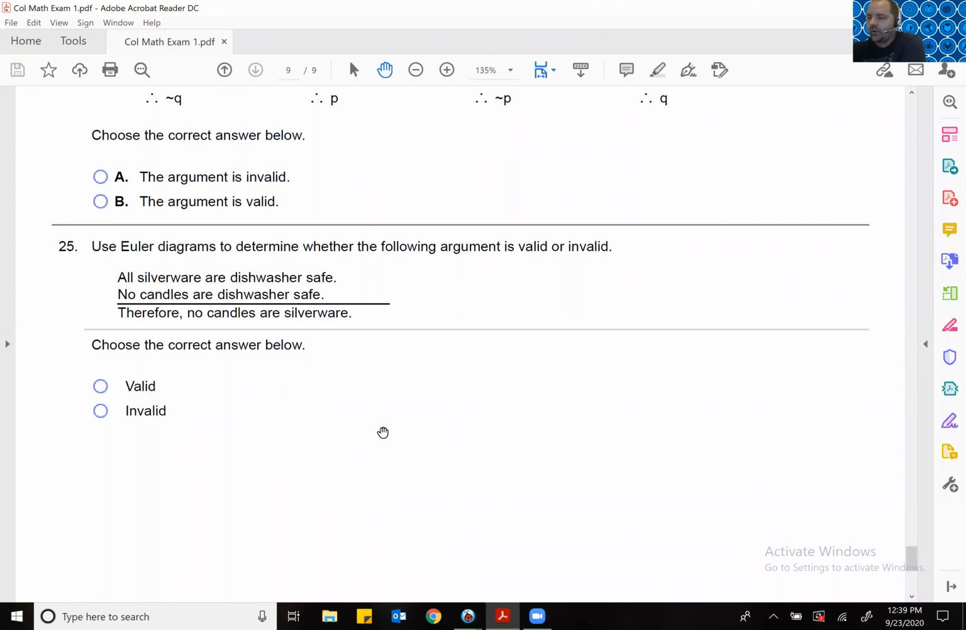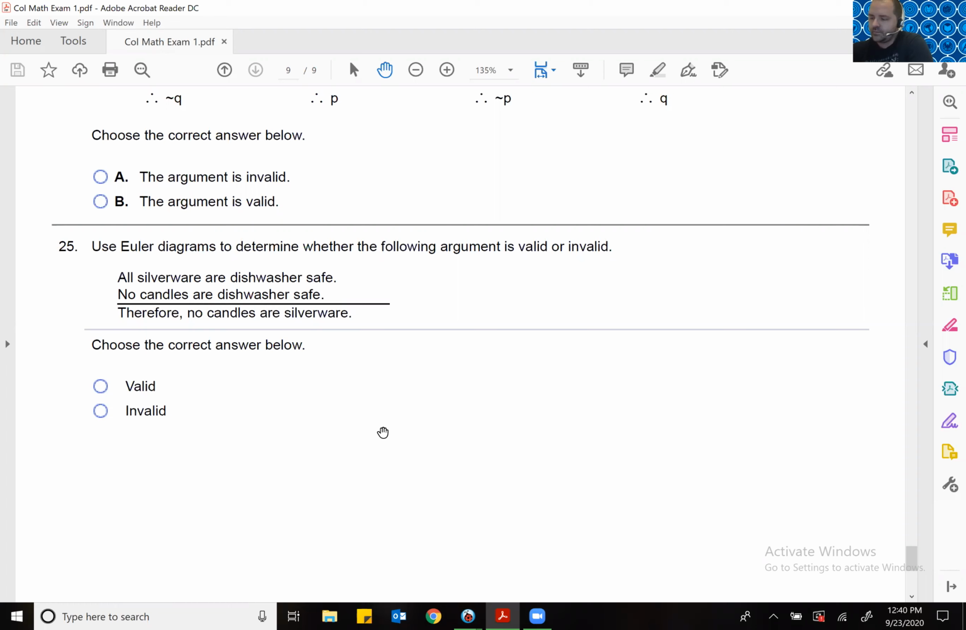And then no candles are dishwasher safe. And we conclude, therefore, no candles are silverware. Well, God, I hope so. I feel like it's probably technically correct because I guess no candles are silverware.